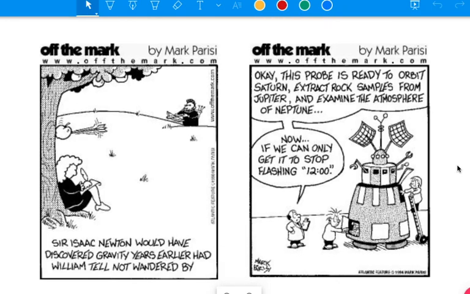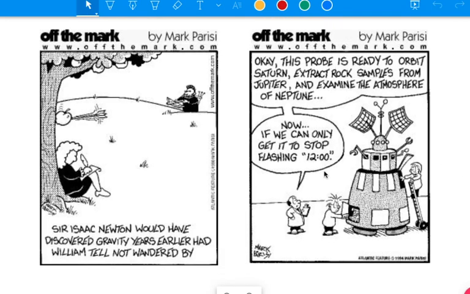So to get us in the mood for this new unit, we have our comics as per usual, and this first one, you can see Isaac Newton was about to discover gravity because we all know that he discovered it when an apple fell on his head. I don't know if there's a lot of truth to that story, but there's probably about as much truth to that as there is to William Tell.